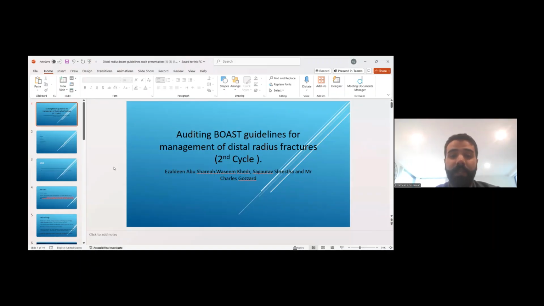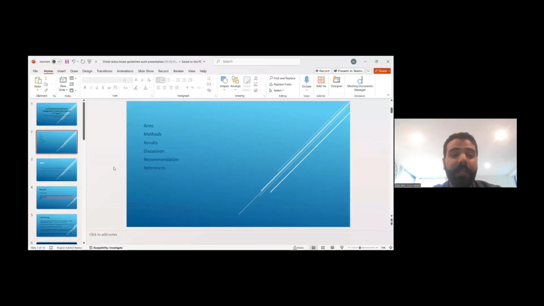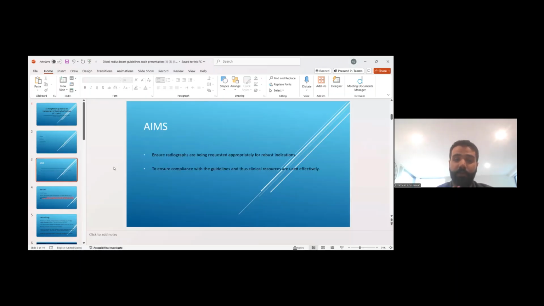This audit looks at the British Orthopaedic Association standards for trauma and orthopaedics, the guidelines for management of distal radius fracture. The aim is to ensure radiographs are requested appropriately for robust indications, and to ensure compliance with the guidelines, so that clinical resources are used effectively.